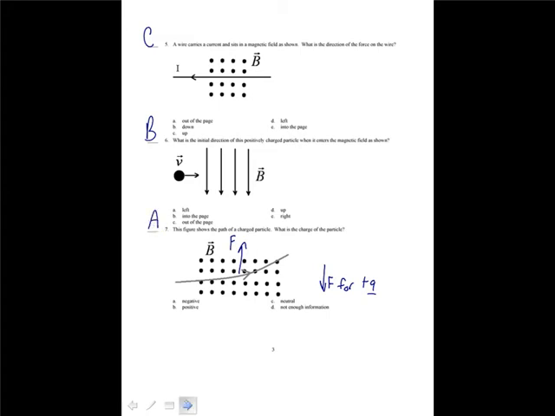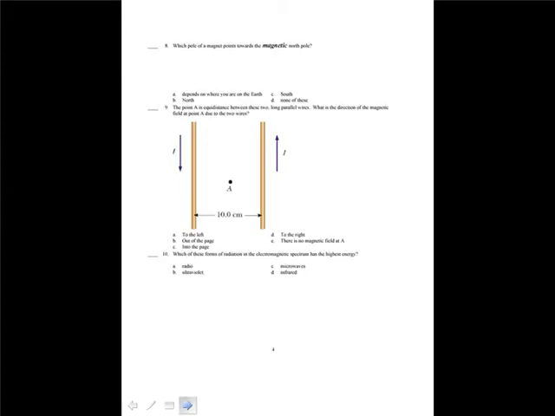So that is A. Which pole of a magnet points towards the magnetic north pole on the Earth? You have the northern geographic pole and the southern pole. But if you represent the Earth as a bar magnet, the southern magnetic pole is at the northern geographic pole, and the northern magnetic pole is at the southern geographic pole. So the pole of a magnet that points towards the magnetic north pole is the south pole of a magnet. So the south pole of a magnet points to the southern geographic pole.